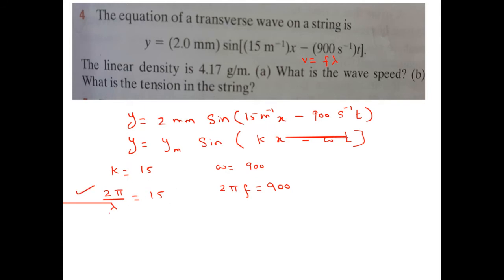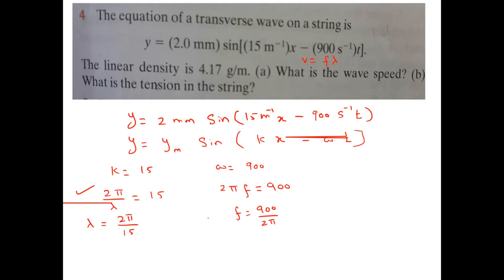Can you please rearrange this equation? Therefore, my lambda is equal to 2 pi over 15. Likewise, here we are going to find the frequency: 900 over 2 pi. Frequency is equal to 900 over 2 pi.